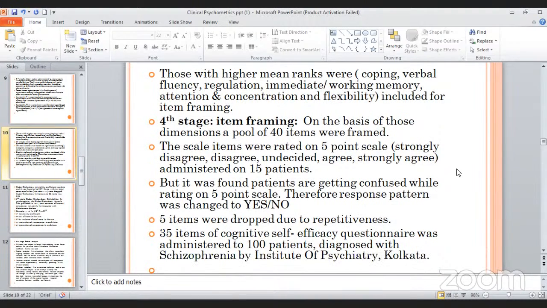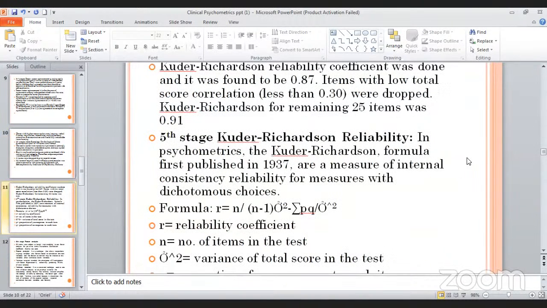Okay, 5 items were dropped due to repetitiveness, and the 35 items of the cognitive self-efficacy questionnaire were administered to 100 patients diagnosed with schizophrenia by the Institute of Psychiatry, Kolkata. Clear till that? Yes, ma'am. Yeah, clear.